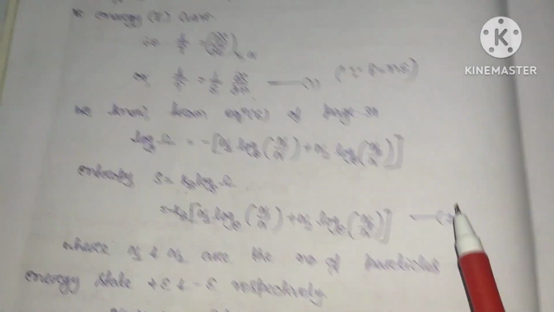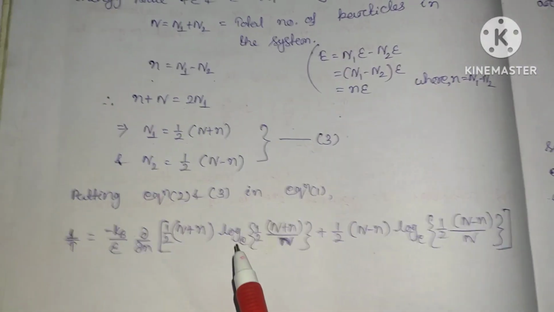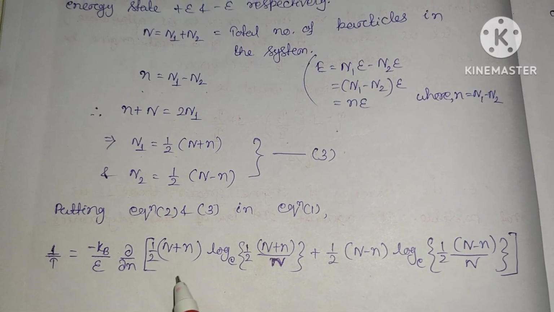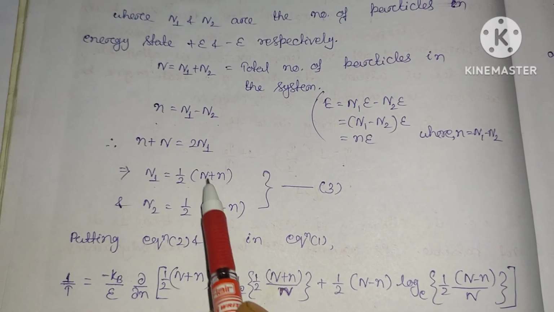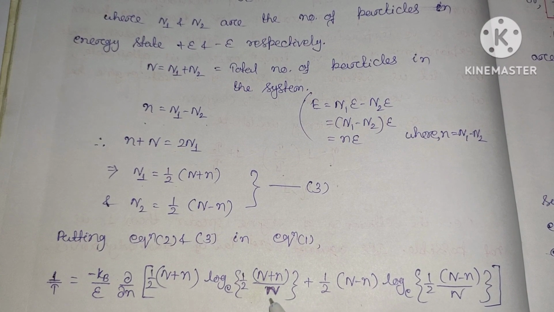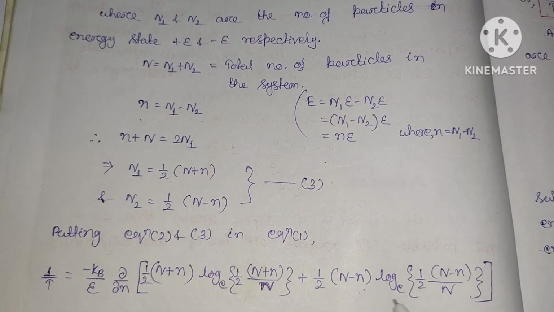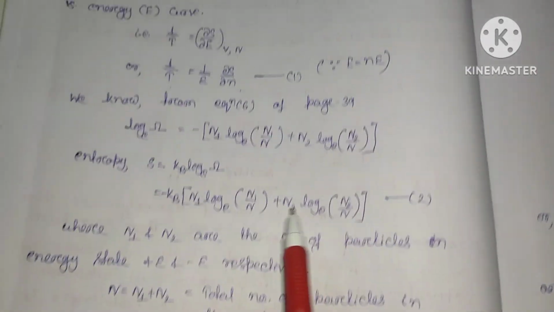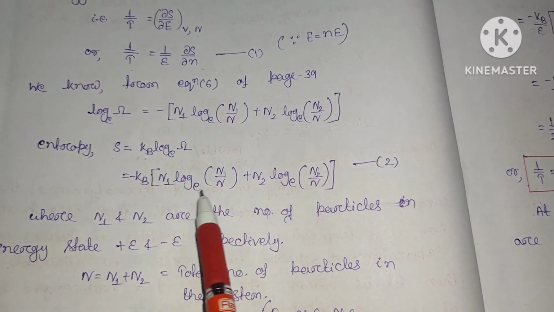Putting this in equation 1, here 1 by T equals 1 by epsilon del S by del n. So we will get 1 by T equals minus Kb by epsilon dou by dou n of this: n1 value, half of N plus n, log base e of half of N plus n by N, plus n2 value, half of N minus n, log e of half of N minus n by N. So how does this come? Here you can see that 1 by T equals 1 by epsilon dou S by dou n.